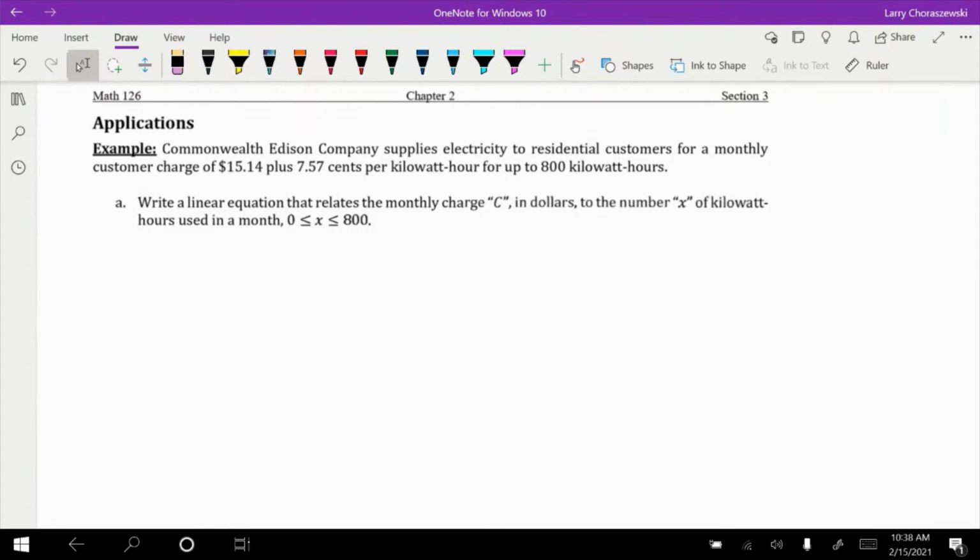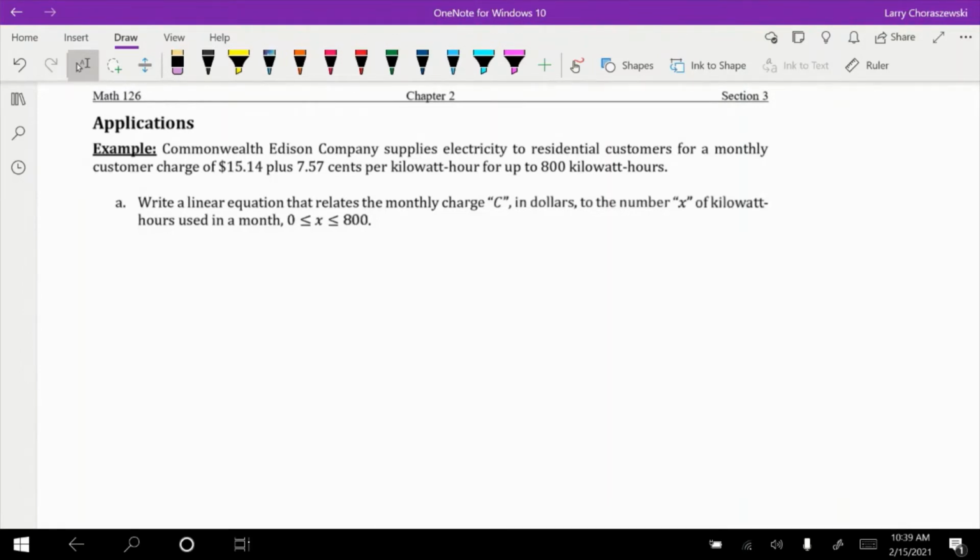So one application of lines involves calculating costs for things such as utilities. It could also be cell phone bills, lots of applications of lines. A lot of cases modeling financial things. In this case, we're going to be looking at an example where we'll model the cost of using a company's electric supply. And it's going to be a monthly cost.